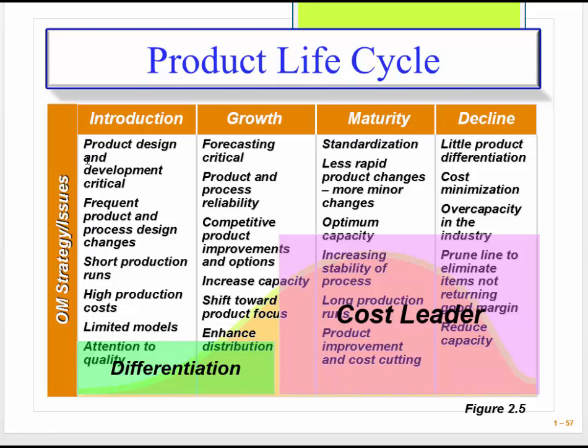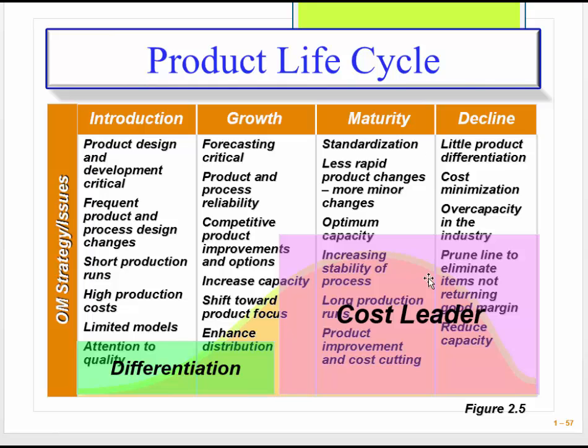So understanding these OM issues with respect to, say, the introduction phase of the product life cycle, they're quite different, right? Because you're all concerned about the product design and development and frequent product and process changes, because things aren't going the way you want them to, you're new at it. You've got these short production runs and high cost because you're starting everything from scratch. Whereas by the time you get over here to maturity, you're trying to run your assembly line at optimum capacity. So these long production runs, everything's standard, you have less problems, if you will.